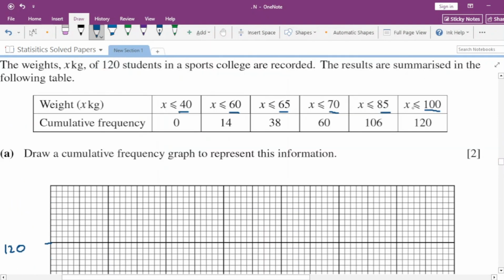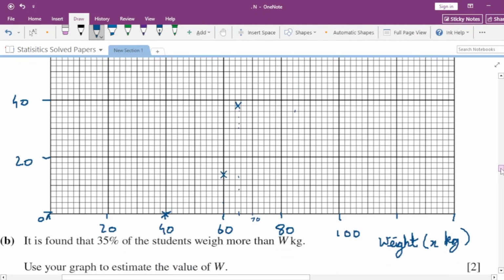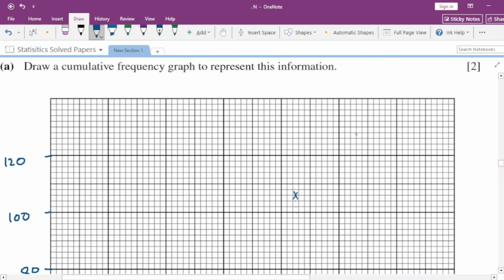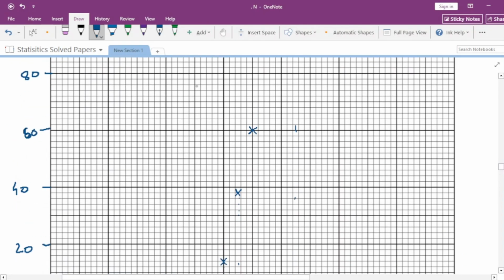And then the last value, x lesser than 100, and that would be at 120. So 100 is this, and 120 would be over here. And that gives us the plotted points.